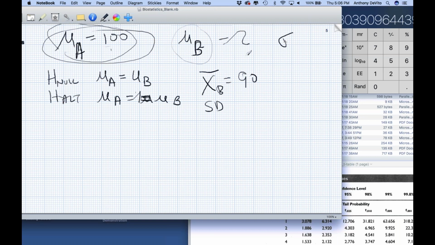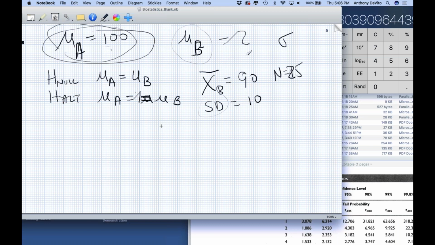If I know sigma, I can use the z-score. But I'm going to make believe that I don't know sigma, and I'm going to take the standard deviation of my sample. My sample size happens to be 25. From population B, by random selection, 25 people. My standard deviation is equal to, I'm going to call it, 10.